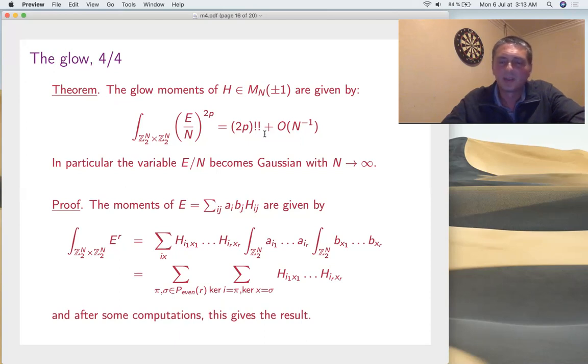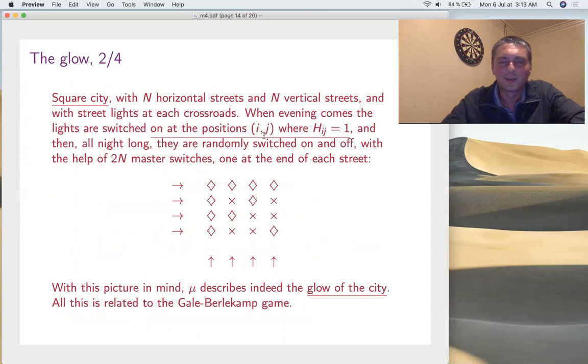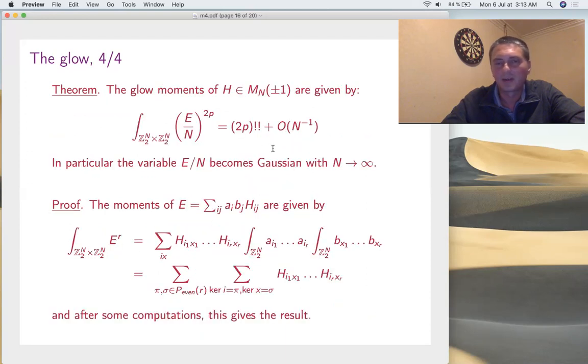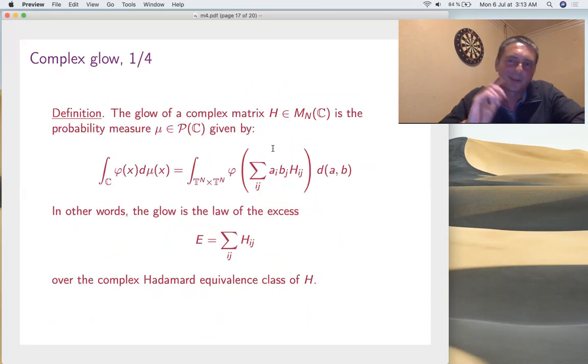So this was the real case, so quite fun. Definitely you have the Berlekamp game, something algebraic, which is quite nice, and then Gaussian. Now let's go to the complex case, which is more interesting.